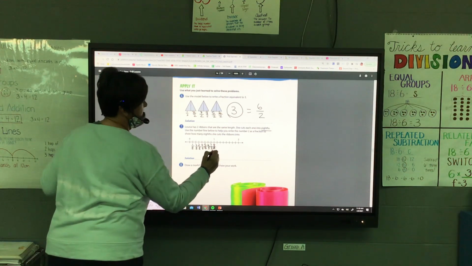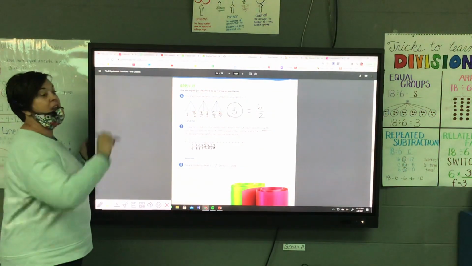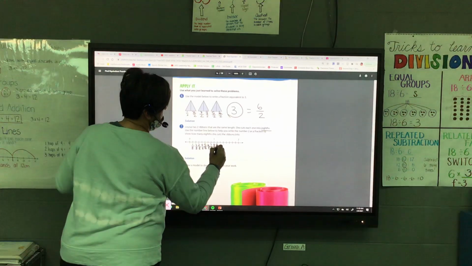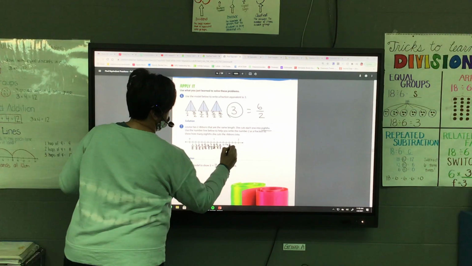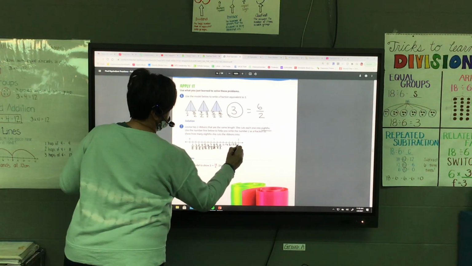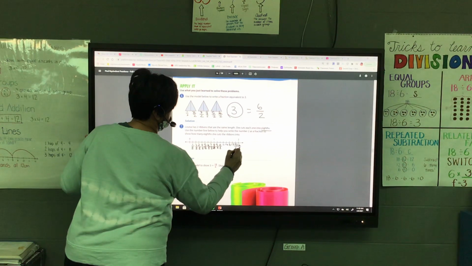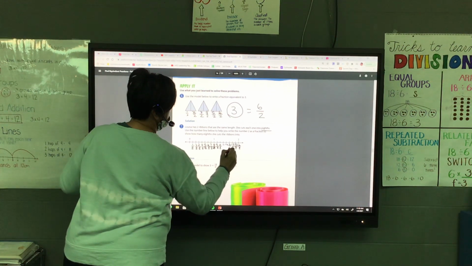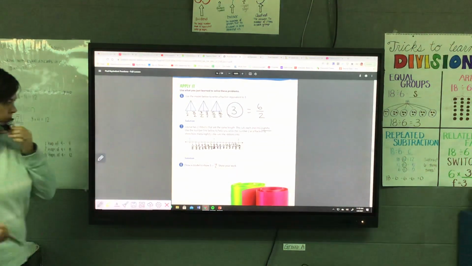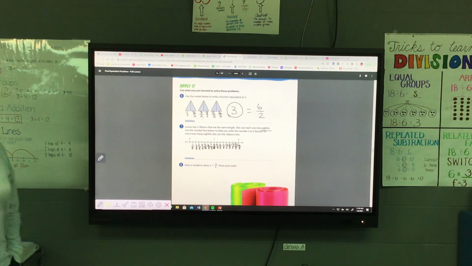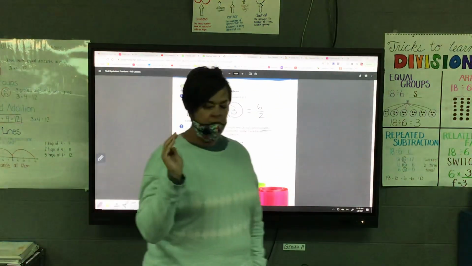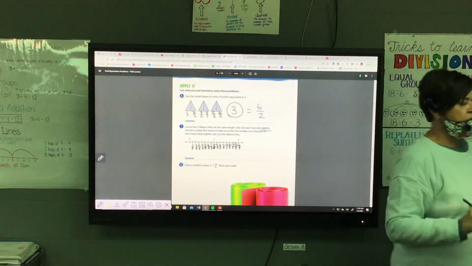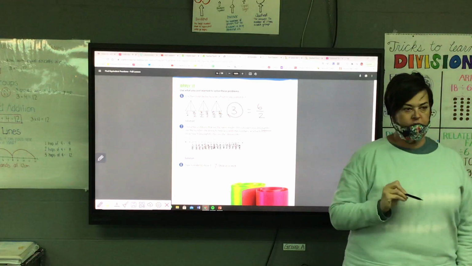Once you get to 8 eighths, what's next? 9 eighths, and keep going. Once you get across to 2, do you see that equivalent fraction?